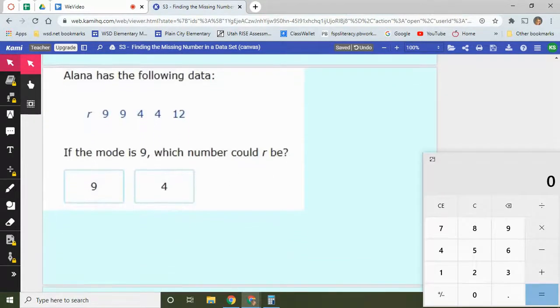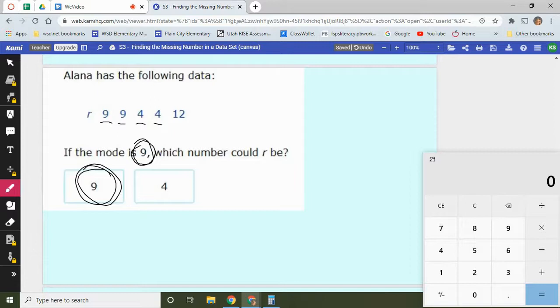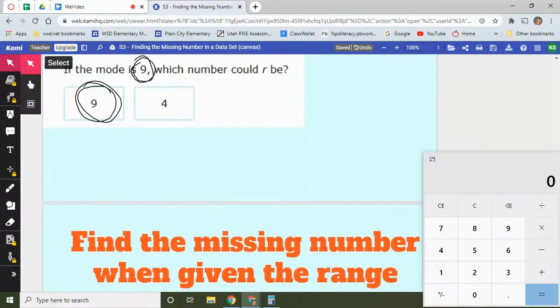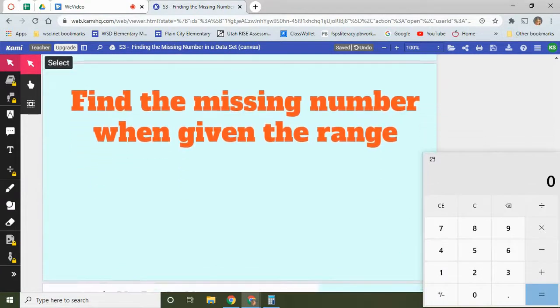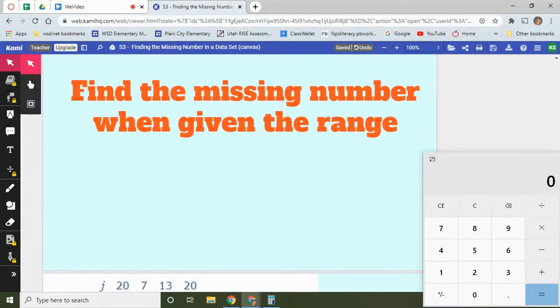Okay, try this one again and press play when you're ready. Okay, we got a bunch of numbers. I've got 2 9s and 2 4s, and it says I want a mode of 9. So what am I going to have to add in? An extra 9, because then that would give me 3 of the 9s, and that would give me a mode of 9. All right, the last section today, find the missing number when given the range.